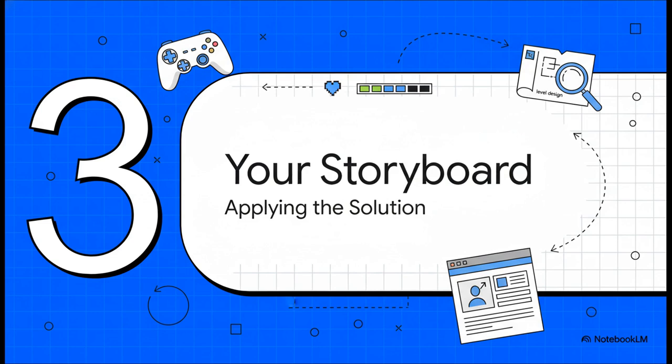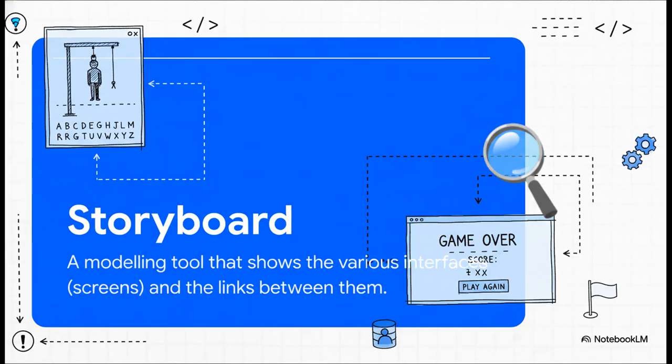Okay, enough theory. Let's make this practical. Our very first tool fits perfectly into that design phase of the SDLC. This is your storyboard. And honestly, this is where your vision for the game starts to feel real. Your storyboard is basically your architect's sketch. It's a cool modeling tool that lets you visualize the entire flow of your Hangman game screen by screen before you've even thought about writing a single line of code. You get to map out the whole user journey.